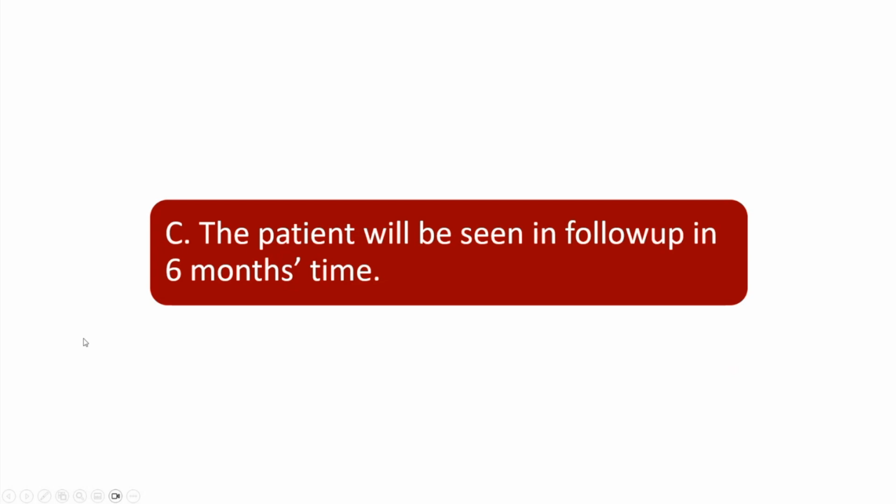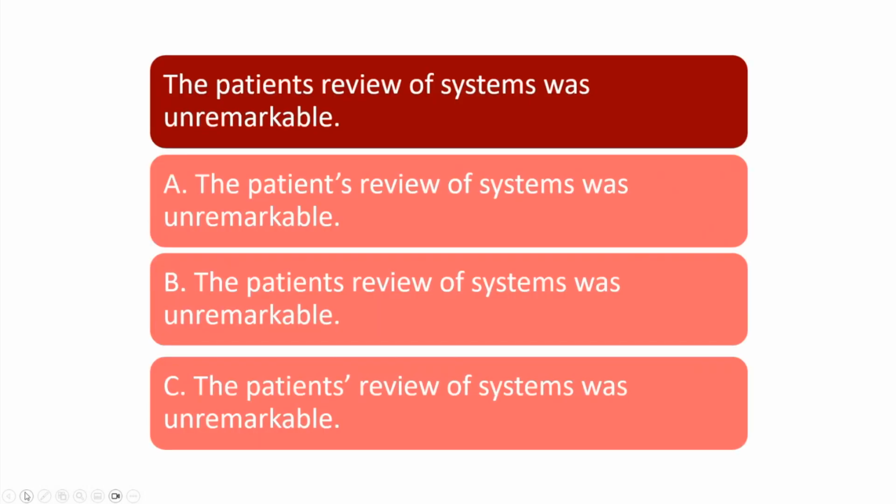This one is 5.3.10. And there's some really great examples in the Book of Style and Standards for this one. Let's look at another one. The patient's review of systems was unremarkable, and we're going to assume that patients is not plural, it is one patient. Which way do you think that should be punctuated?